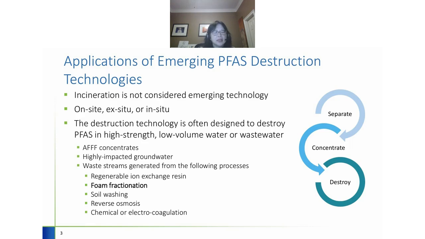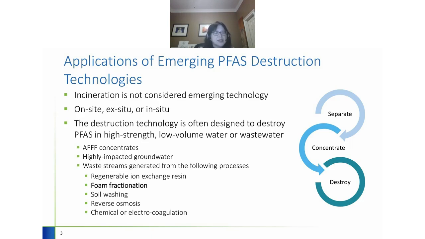Destruction technology can be considered mainly for highly impacted water or wastewaters. Really, using destruction technology to directly destroy low concentrations of PFAS is cost prohibitive and not going to be efficient. So it makes a lot more economic sense to separate and concentrate PFAS, the concept that is repeatedly talked about: separate, concentrate, and destroy. For low concentration situations, it makes much more sense to go through the separate, concentrate, and destruction process.